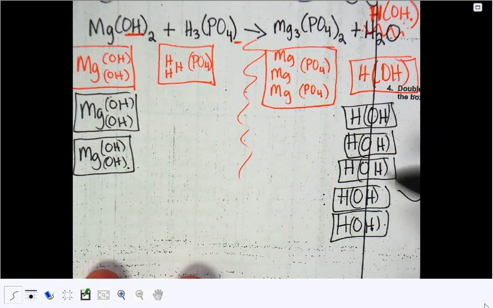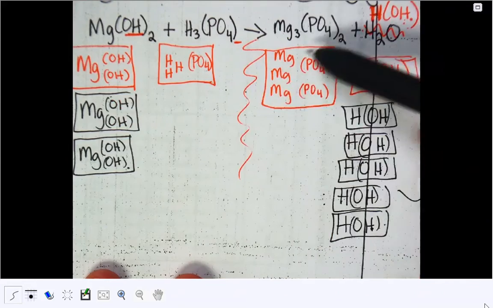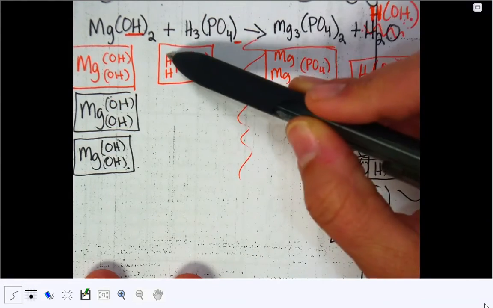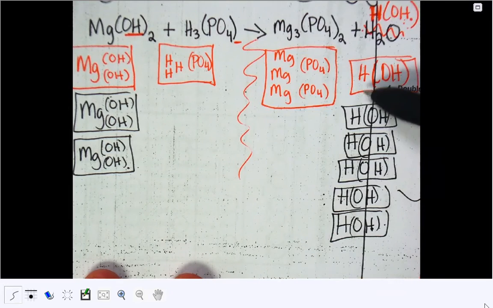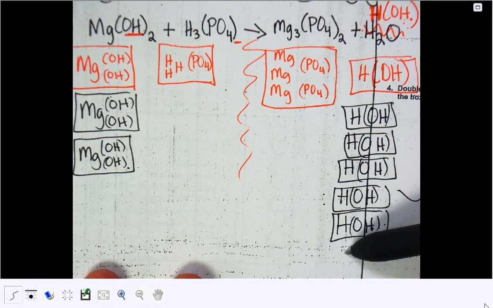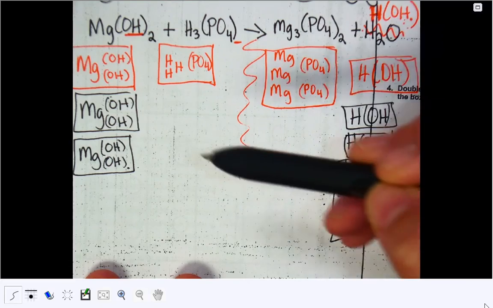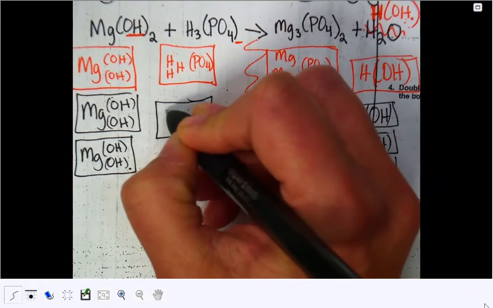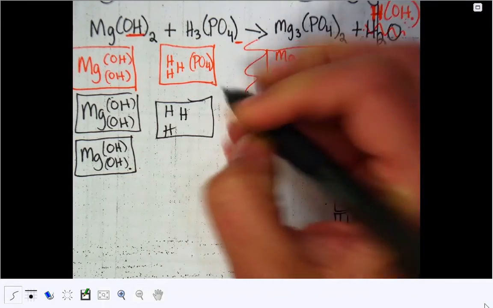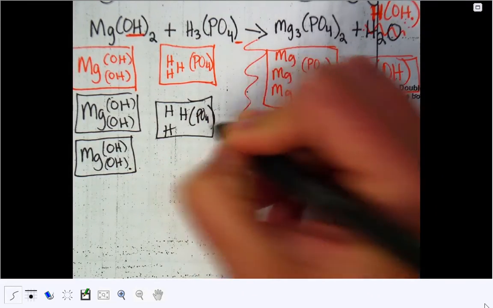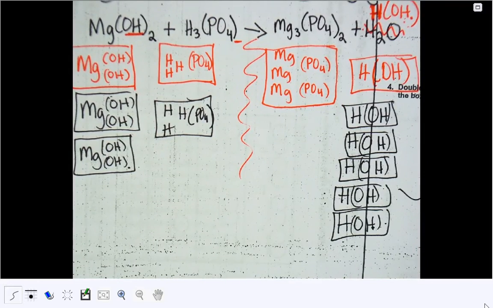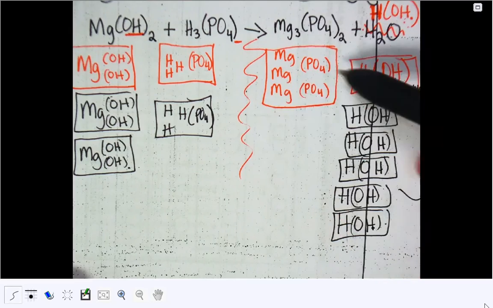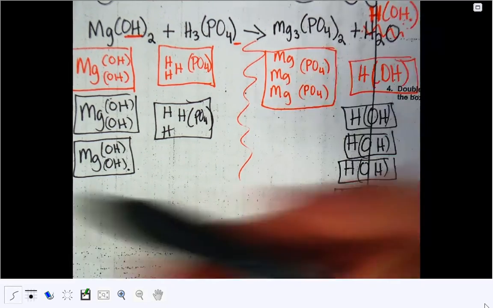So we have 3 magnesiums, 6 OHs, 6 OHs. 3 H's. Looking over here, I have 1, 2, 3, 4, 5, 6. 6 H's. How can I fix that? I go to the lower number and I add another box of it. And then PO4. So now I have my 6 H's. I have 2 phosphates. 2 phosphates. We are done. And that's it.